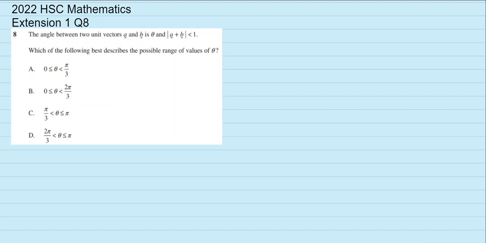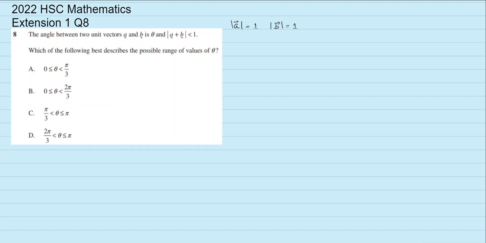Okay, the question says the angle between two unit vectors. So let's write down what is given. We have a vector A whose magnitude is equal to 1 since it's a unit vector. And similarly, we have another unit vector B, therefore its magnitude is also equal to 1.